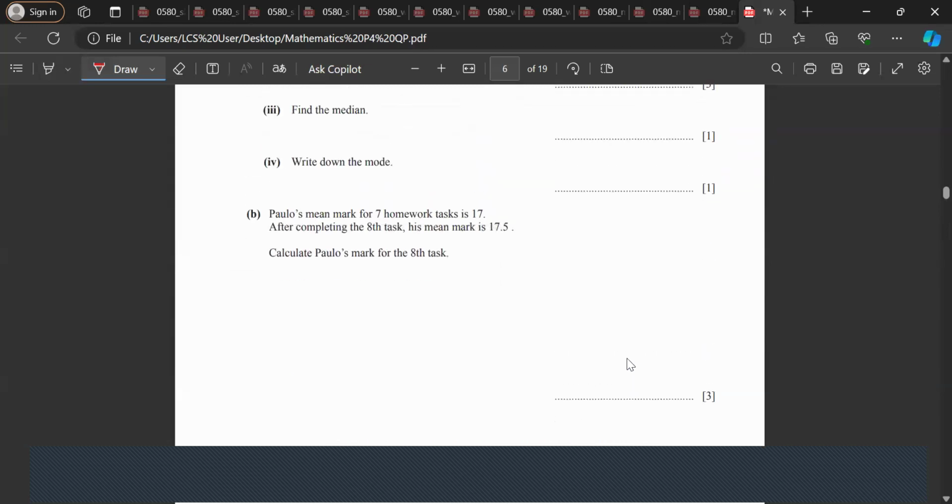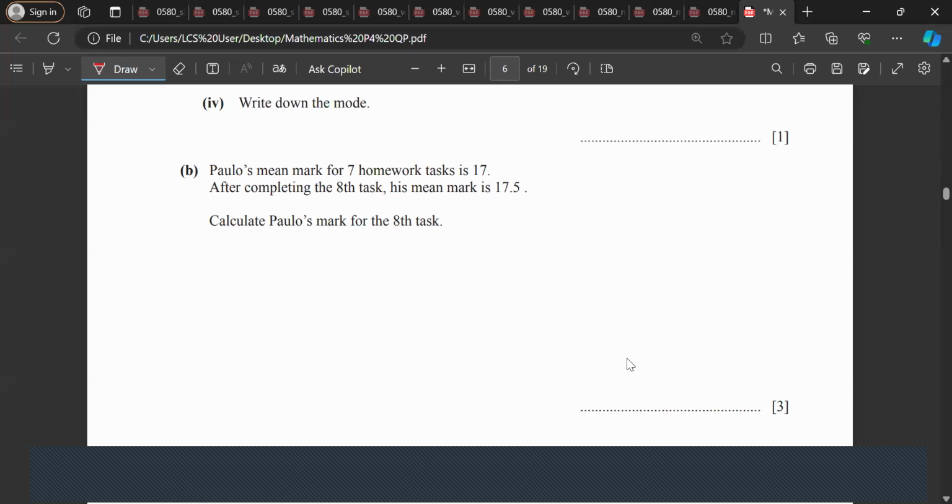Okay, this one, can I do it? Paulo's mean mark for 7 homework tasks is 17. So that means, how to get the mean? The sum of the marks of the 7 homeworks divided by 7. So if the mean equals 17, it means the sum of 7 homeworks divided by 7 equals 17. Okay, till now any problem?